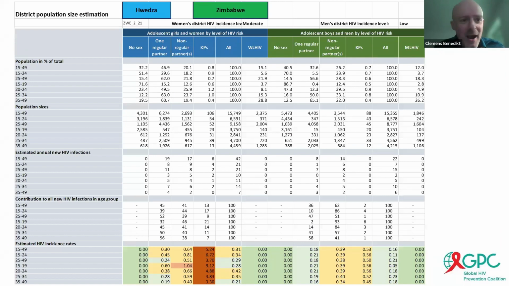And then we have the same outputs down to district level. This is just a district level example from Zimbabwe. Next slide, where you then have the population sizes in the district associated with these populations with high incidence.